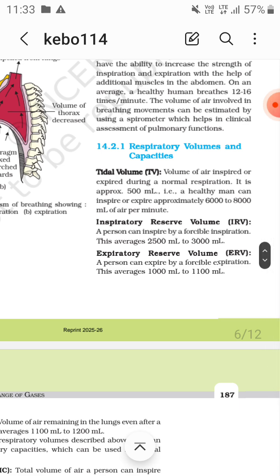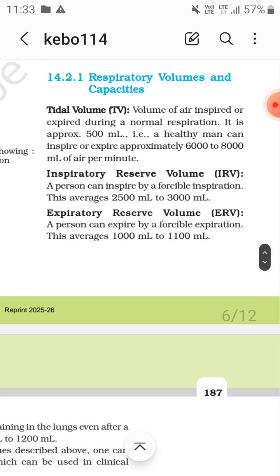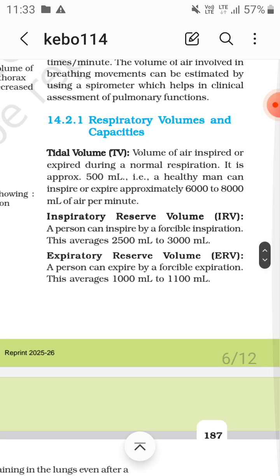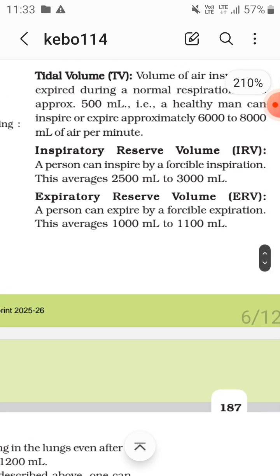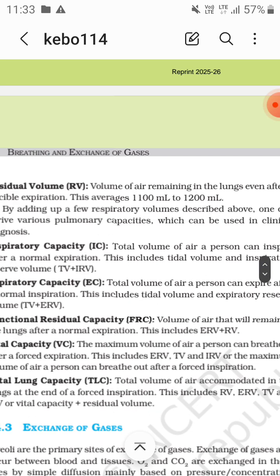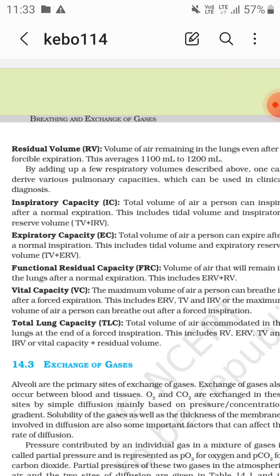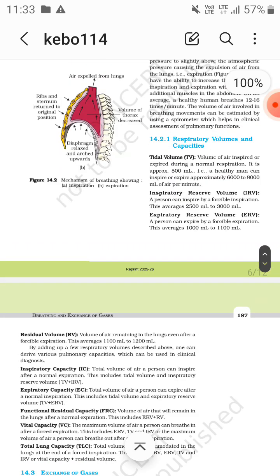Now tidal volume is 500 ml, which in a healthy person is 6000 to 8000 ml of air per minute. Inspiratory reserve volume, IRV, averages 2500 to 3000 ml. Expiratory reserve volume, ERV, is 1000 to 1100 ml, and residual volume is 1100 to 1200 ml.